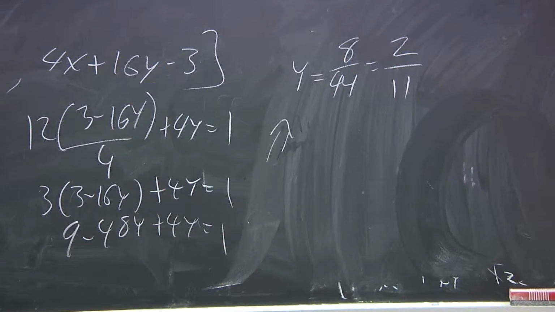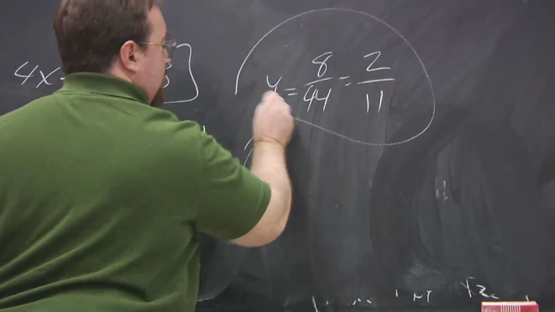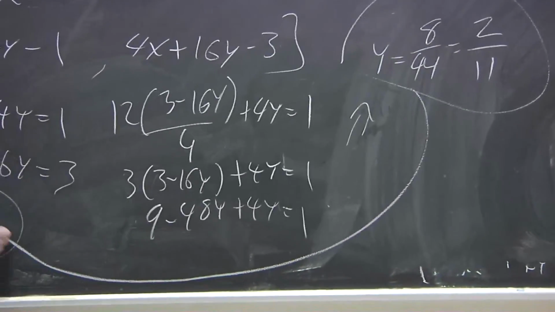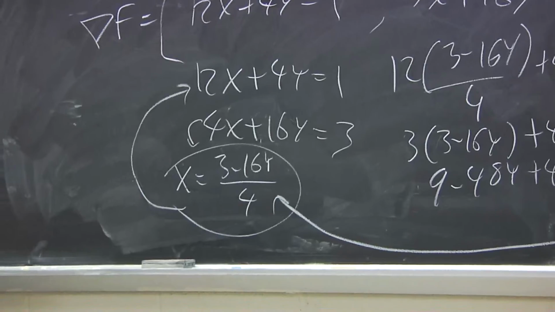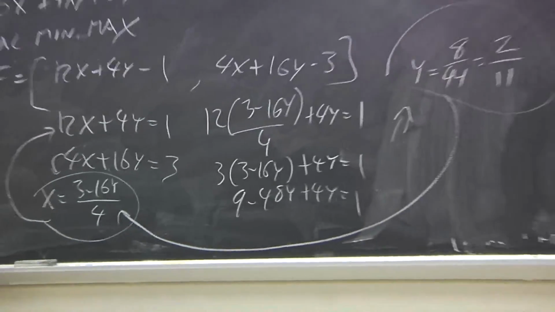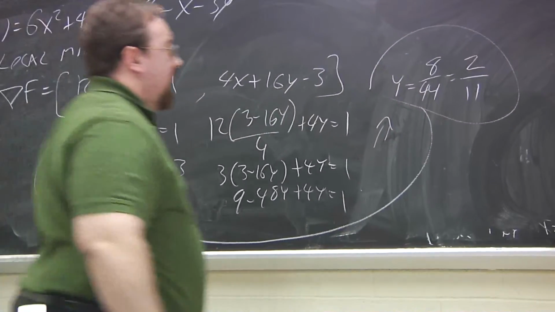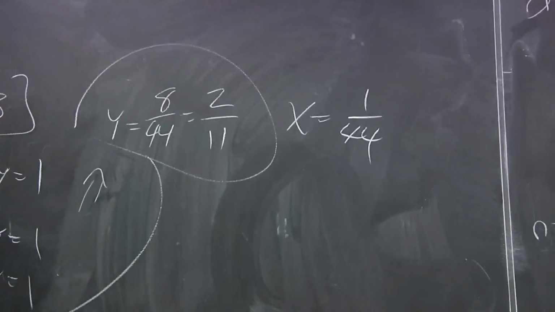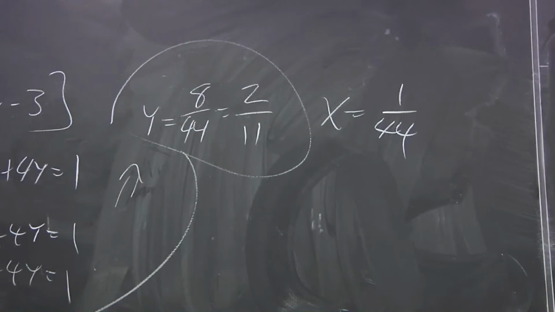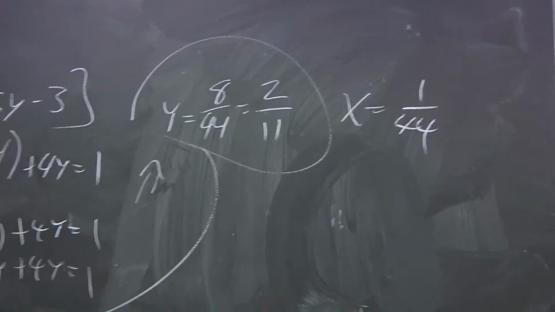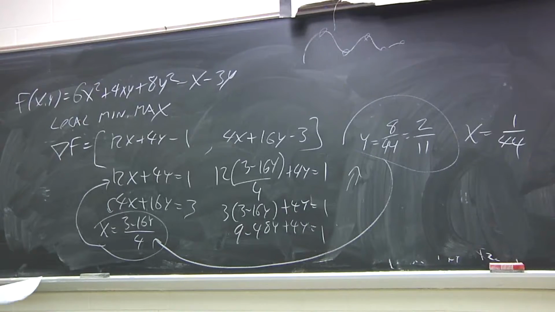And then you can take that value of y and go back to here to figure out x, and x turns out to be 1 over 44. So those are your values of x and y that serve as the critical point. What you need to do is see if this corresponds to a max or a min. And for that we need the second partial derivatives.